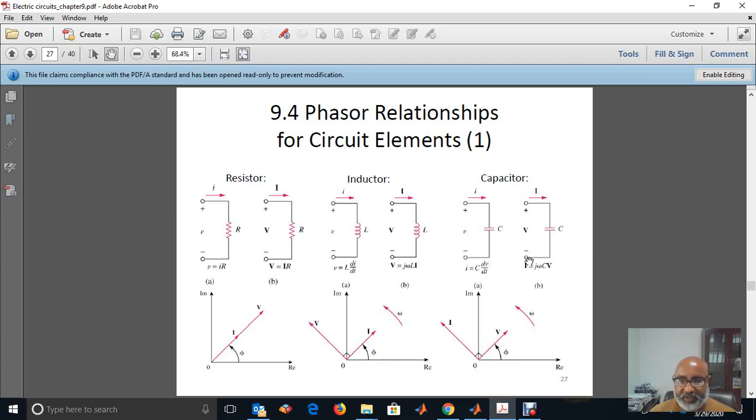What about the capacitor? For the capacitor, I is equal to j omega C V, so the current I will be leading the voltage. Here is the phasor I and the voltage V. There is a 90-degree difference, but the current is leading the voltage. So in an inductor, the voltage is leading the current. In a capacitor, the current is leading the voltage.